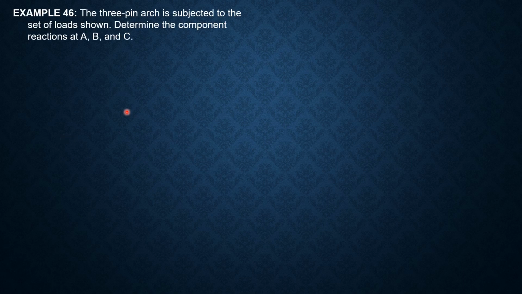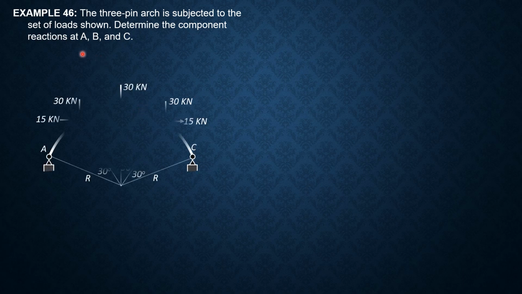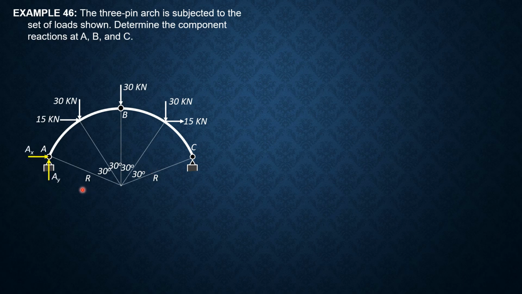So let's have the solution to example 46 about an arc. The 3-pin arc is subjected to the set of loads shown. Determine the component reactions at A, B, and C. So considering the whole system, let's put the component reactions at A and at C.